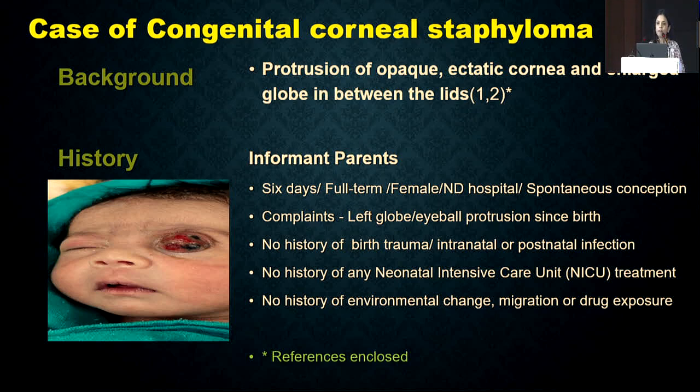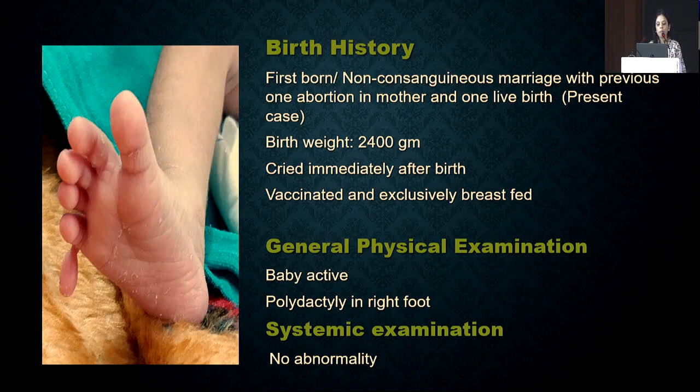The case history was given by the parents who brought a 6-day-old full-term neonate with the complaints of left eyeball and globe protrusion since birth. The baby was born from normal delivery after a spontaneous conception. There was no history of any birth trauma, intranatal or postnatal infection, and no history of NICU admission or any drug exposure. The baby had a birth weight of 2400 grams and was born to parents who had a non-consanguineous marriage. The baby was the first live birth and the parents had a previous history of abortion.